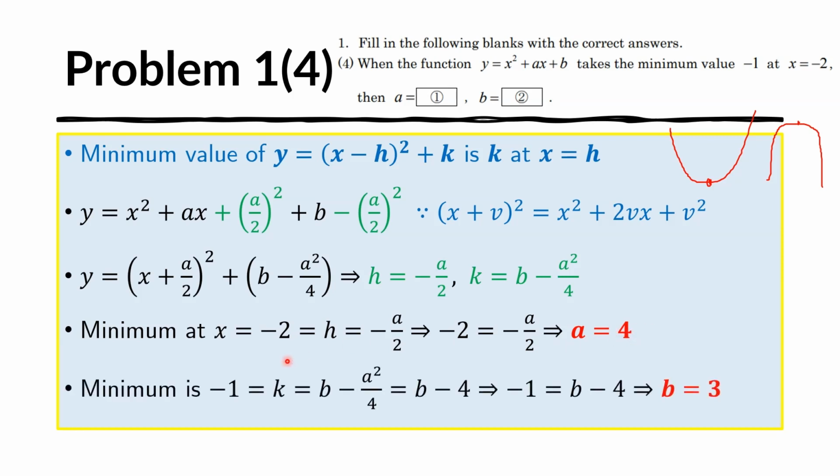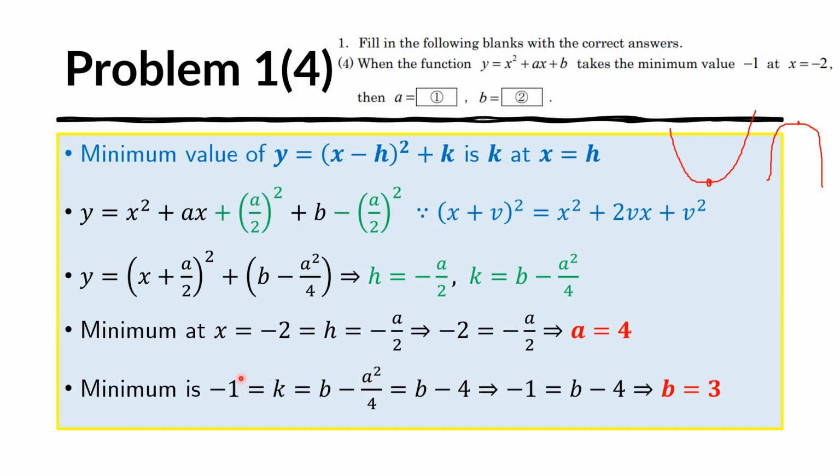And we do something similar for b. So the minimum is at k. That's already given. And it says here that the minimum is -1, therefore k is -1. And we also know from here that k equals b minus a squared over 4. So we can replace a squared with what we already know, which is 4 squared. So b minus 4 squared over 4 is just 4.